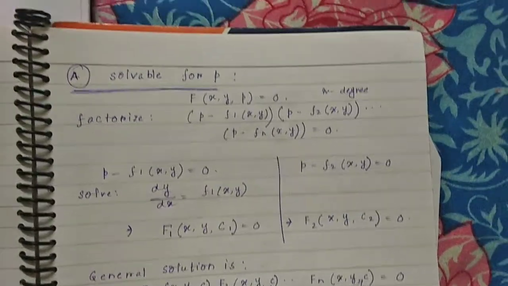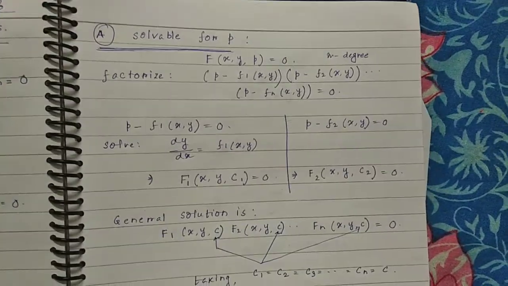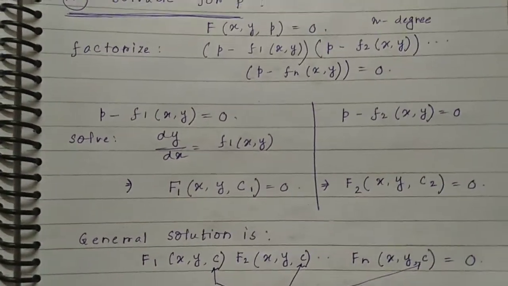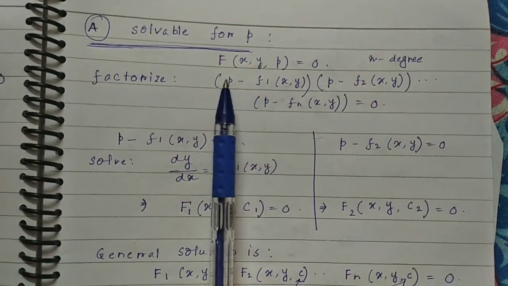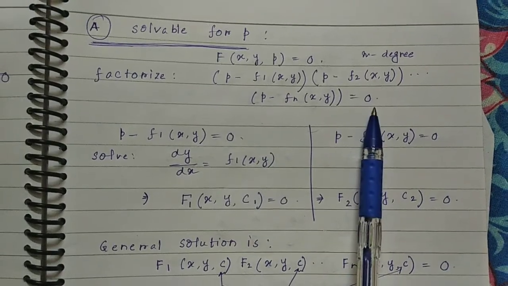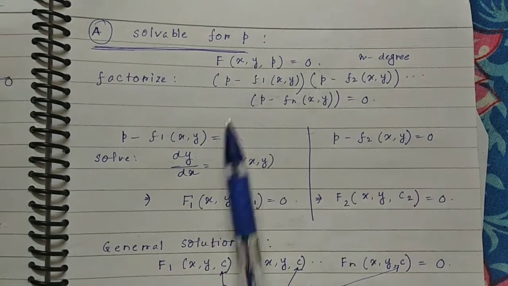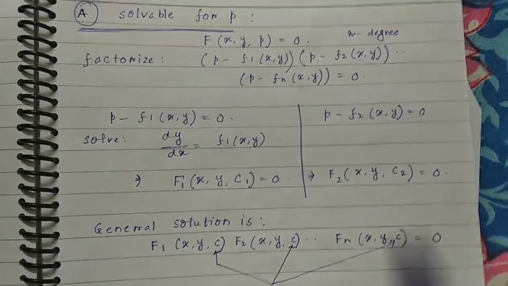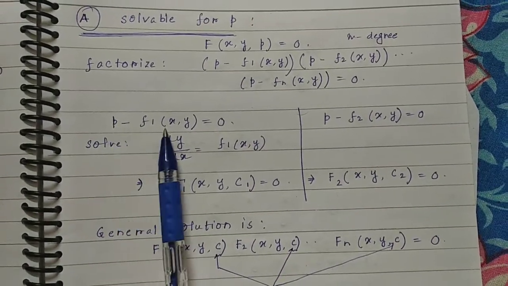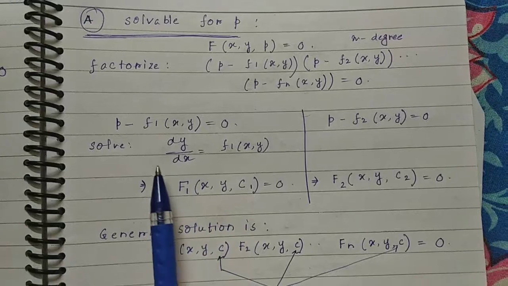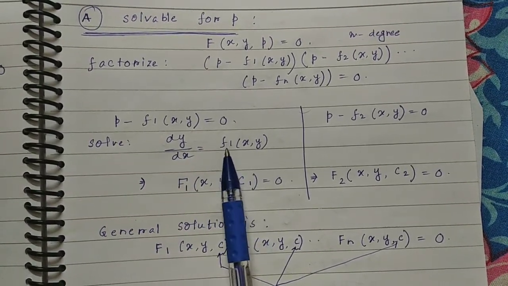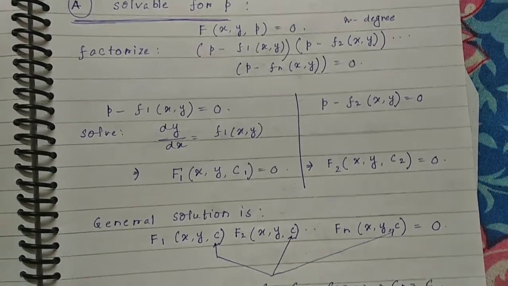Now how to solve this? The solution is rather simple. We have these n factors equal to 0. They are multiplied, so you can take this equal to 0 or this equal to 0, and so on. If you take p minus f1 equal to 0, you know p is dy/dx, so dy/dx equals f1 of x, y.